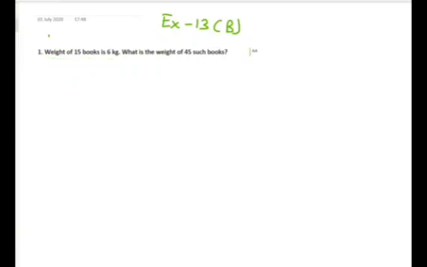So first of all, write what is given to you. Weight of 15 books is equal to 6 kilograms. So in the unitary method, what do we do first? We first find the value of one article.